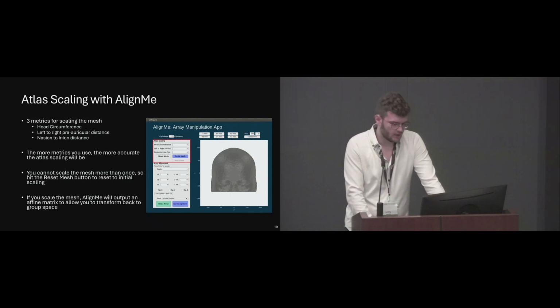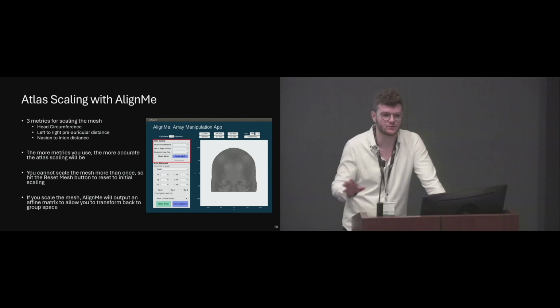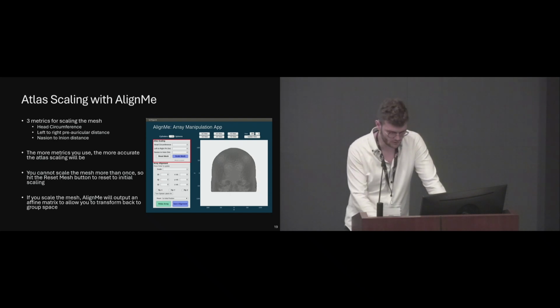For Atlas scaling, we have our three values: head circumference, left to right; preauricular distance, which is ear to ear; and then nasion to inion, front to back. The more metrics you use, the more accurate your Atlas scaling will be, but you can't scale the mesh more than once. So if you need to redo anything, you'll just hit that reset mesh button, and then reset to the initial scaling, input your values again, and then scale the mesh. If you do choose to scale your mesh, AlignMe will output an affine matrix, so that way you can go from your scaled space back to your Atlas space for group analyses. This is really helpful if you have multiple participants and you're scaling to each individual one.